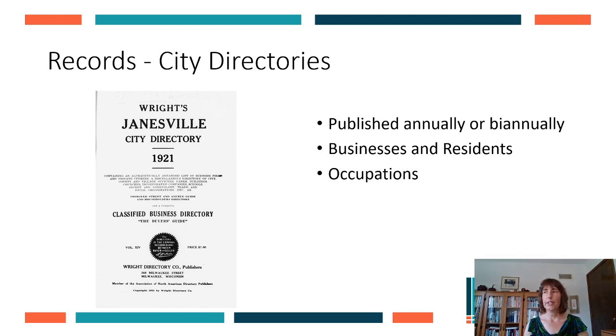You can search directories by name, and from there you find out where the person lived and usually their occupation or employer. Many older city directories have been digitized. The Hedberg Public Library has digitized Janesville city directories from 1857 to 1931, and we've made them available on our website. Some city directories are included in the big genealogy databases like the Ancestry Library database.